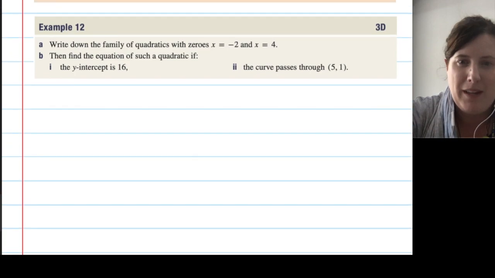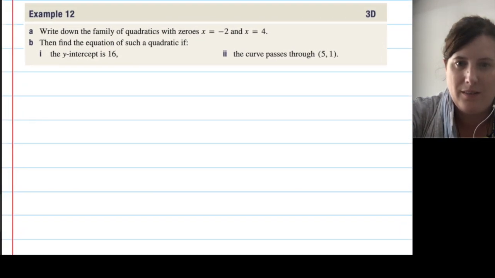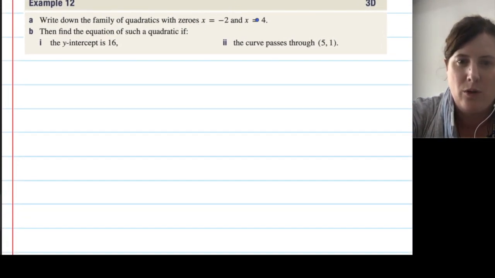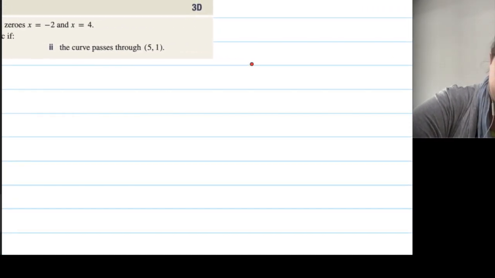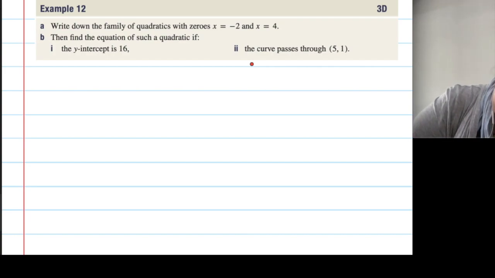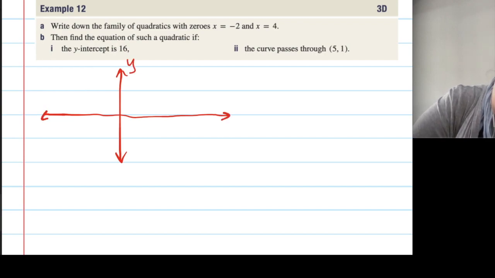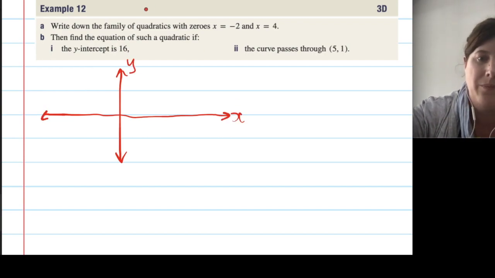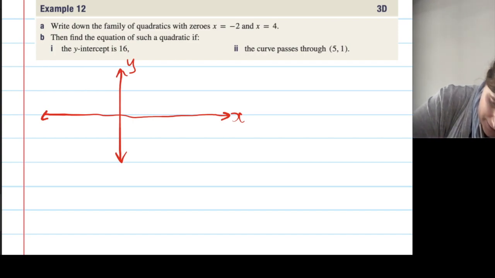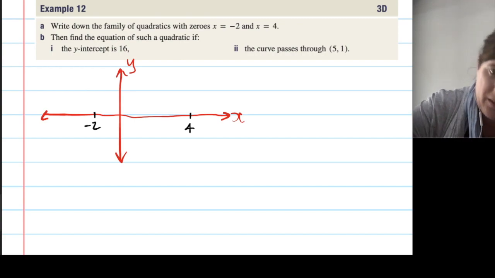This kind of makes more sense if you get an example, and I'm actually going to draw a picture of this. So if the zeros are minus 2 and 4, then it's going to look something vaguely like this. Now before I do the question, I don't actually know its turning point. I will once I've done the question. All I know is that it goes through the x-axis at minus 2 and positive 4.